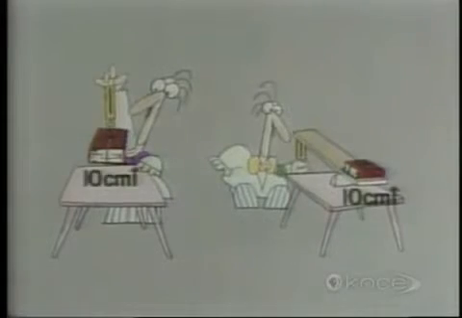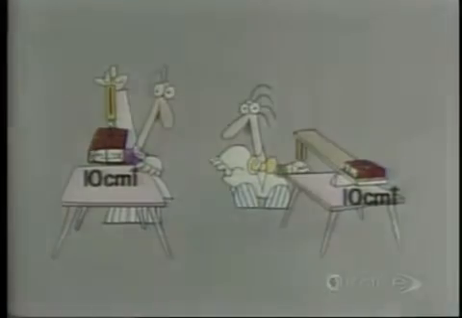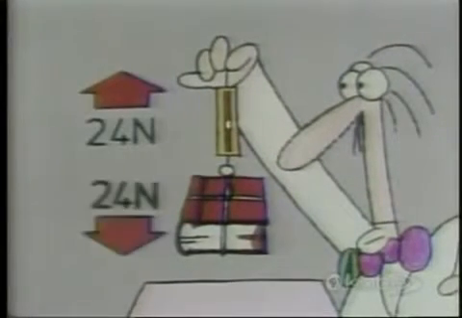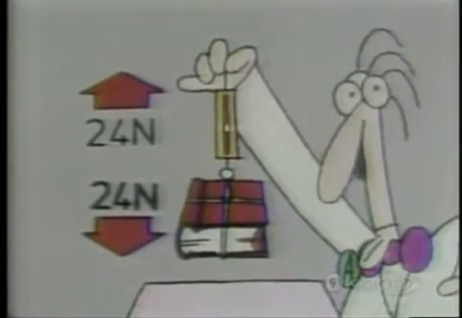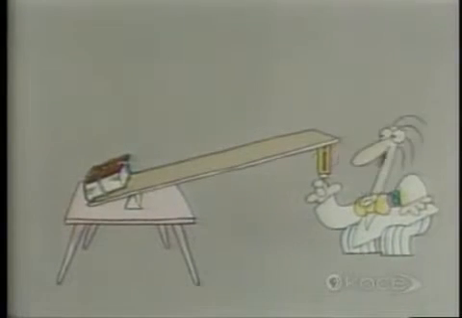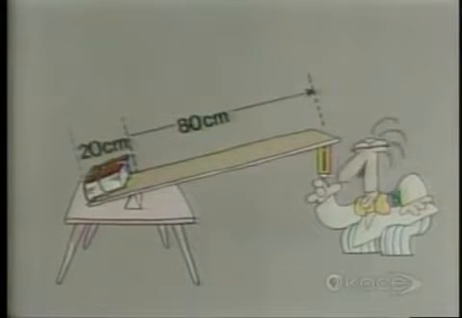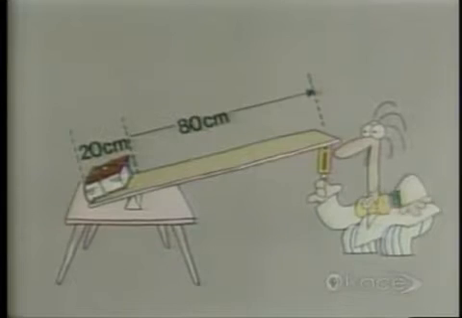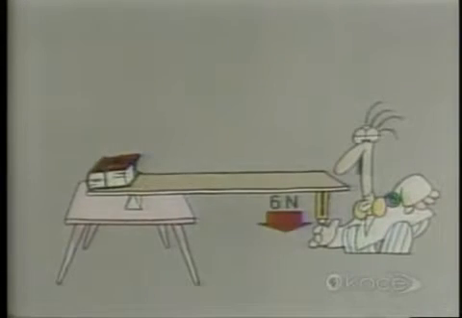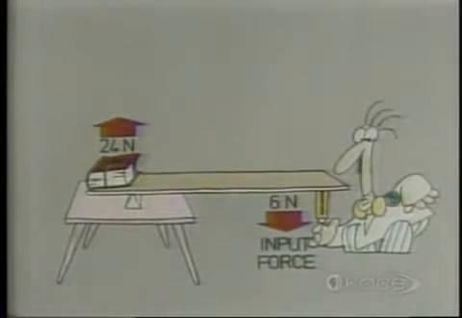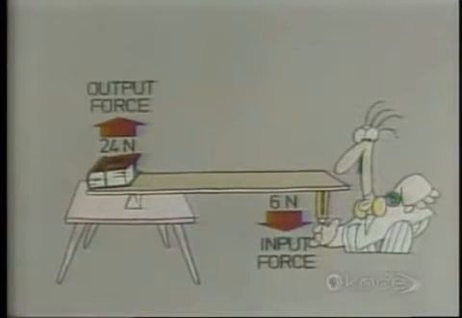Both professors lifted the book to a height of about 10 centimeters. Professor A lifted it straight up, so he had to pull against the full force of gravity, which was pulling the book down. But since Professor B's lever arm was 4 times as long as the arm the book was resting on, he only had to pull with 1/4 the amount of force, 6 newtons instead of 24. In other words, his input force was 6, and his output force was 24.